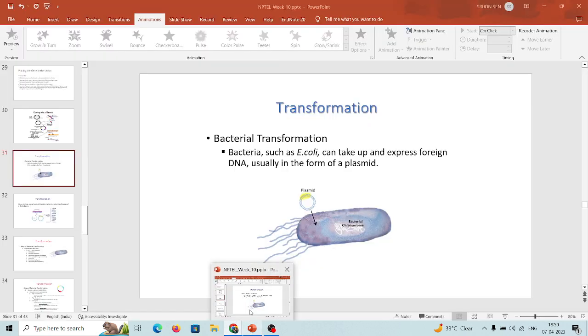Okay, so let us restart once again. Now we are basically left with only two main parts. One is your transformation, and another one is PCR, that is your polymerase chain reaction. And at the last I will be discussing a few questions.